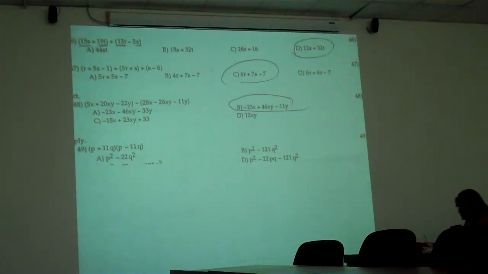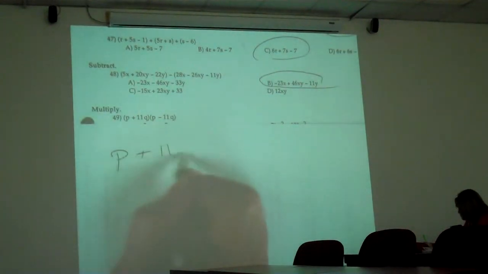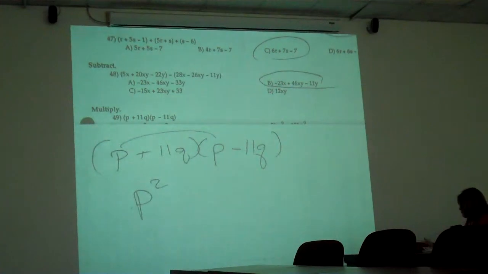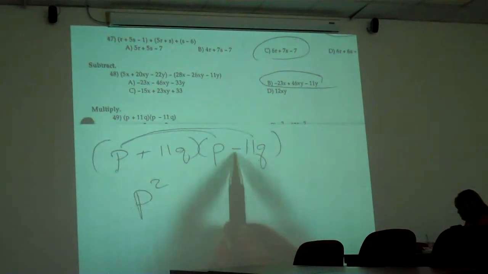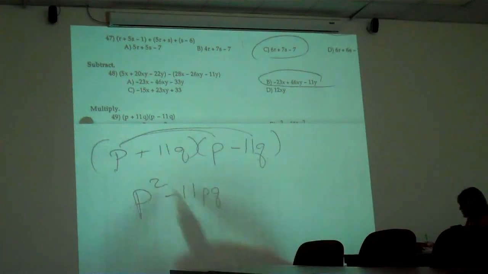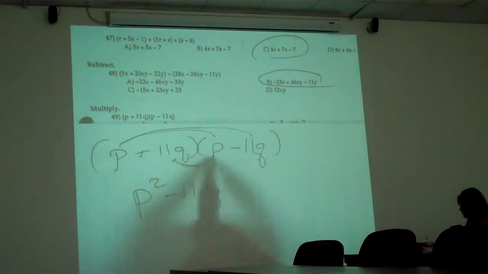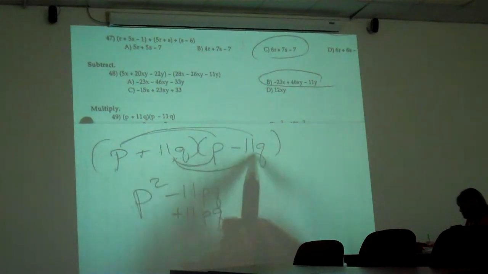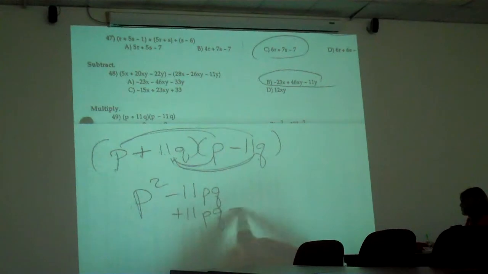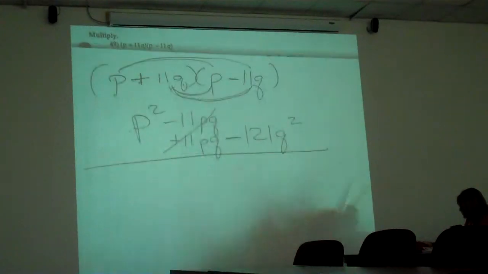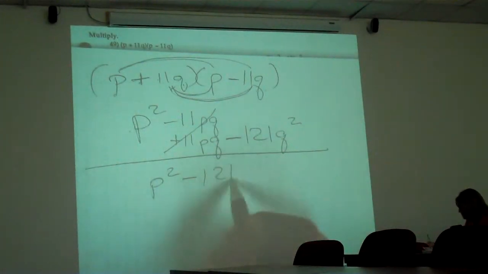Okay, multiply. We have p plus 11q times p minus 11q. p times p is p squared, the outside. You have negative 11 and the p times q. The inside term, positive 11, p times q. And then the last term times the last term. Positive times negative is negative. 11 times 11, 121. qq is q squared. Middle term cancels out. So you have p squared minus 121 q squared.